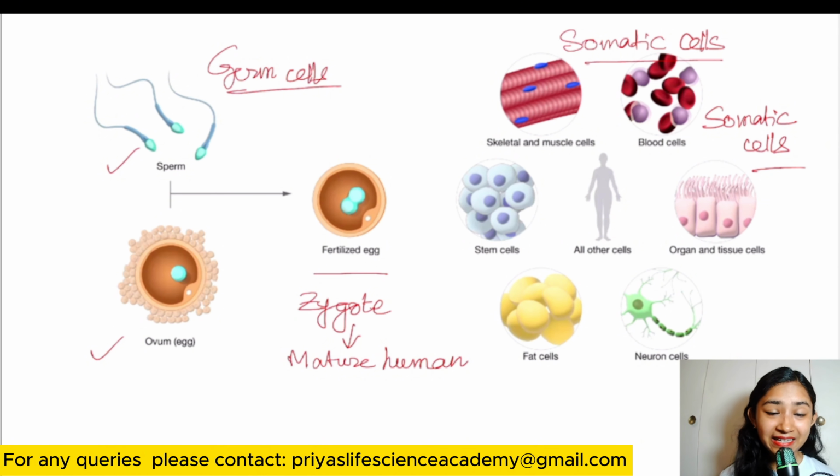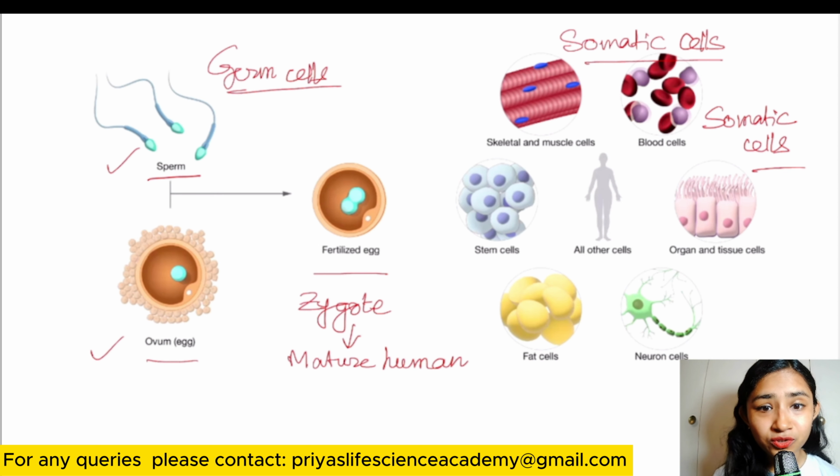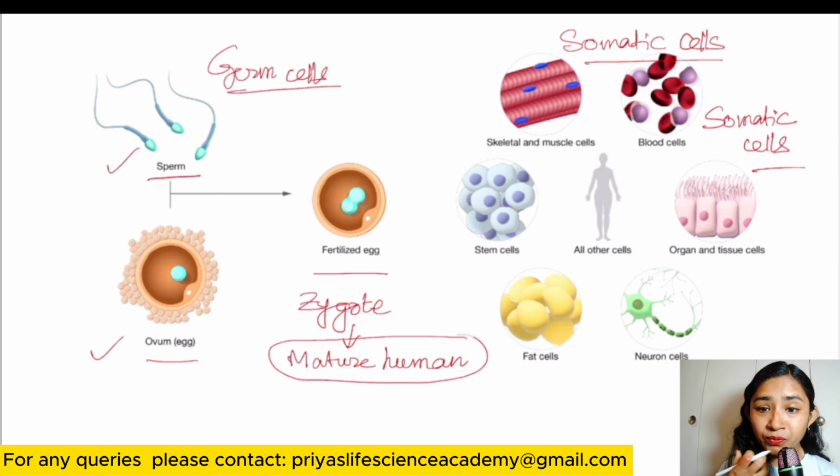We inherit the germ cells from our parents, and inside the germ cells there are the genes from our parents. From the father the sperm comes, from the mother the ovum comes, and when they meet they form the fertilized egg, which is also known as zygote, and from the zygote a mature human is produced, that is us. And we inherit the genes that are inside the sperm cells and inside the ovum. That is why we are so similar to them.